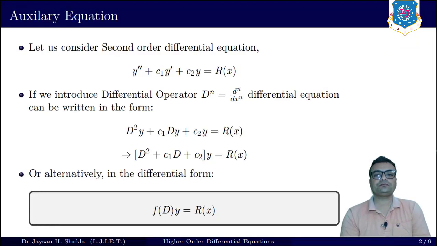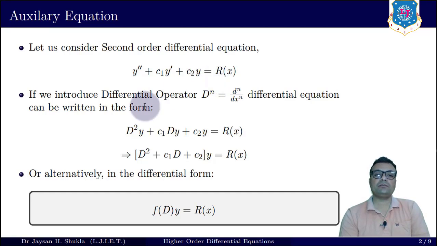So let us start with the general consideration of second order differential equation. Again, for simplicity, I am considering the second order differential equation y double dash plus c1y dash plus c2y equals r of x. All considerations are standard: y is the dependent variable on the independent variable x, c1, c2 are arbitrary constants, and r of x is an arbitrary function of variable x.